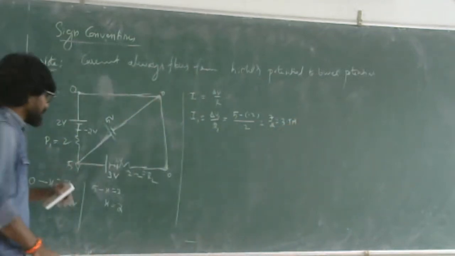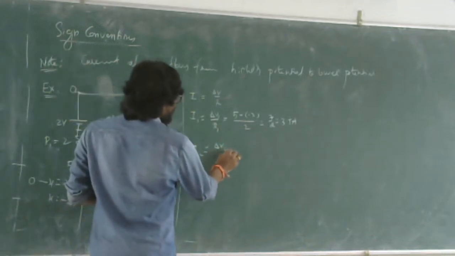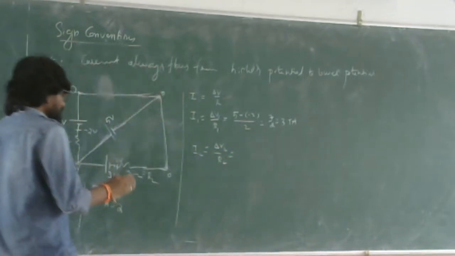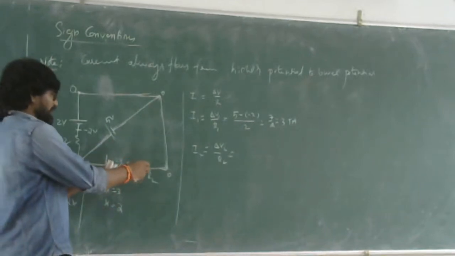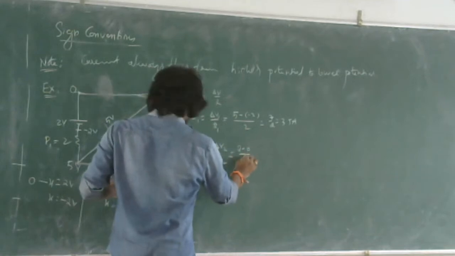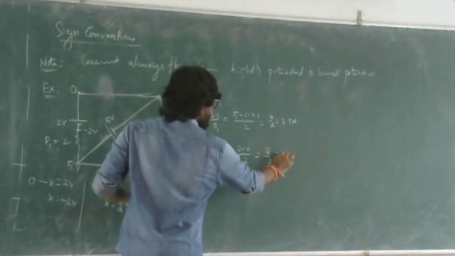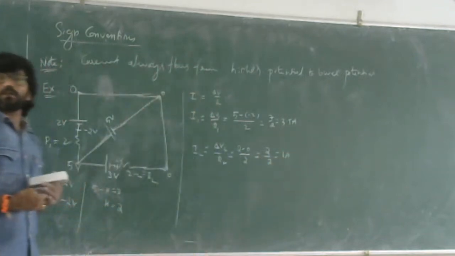3.5 ampere. Then what is the current through the second resistor? I2 is equal to delta V2 by R2. What is the potential difference across the second resistor? Higher minus lower. Higher is 2, lower is 0. So it is 2 minus 0. Its resistance is 2 ohm only. So 2 minus 0 is 2, by 2, is equal to how much? 1 ampere. Is it clear everyone?